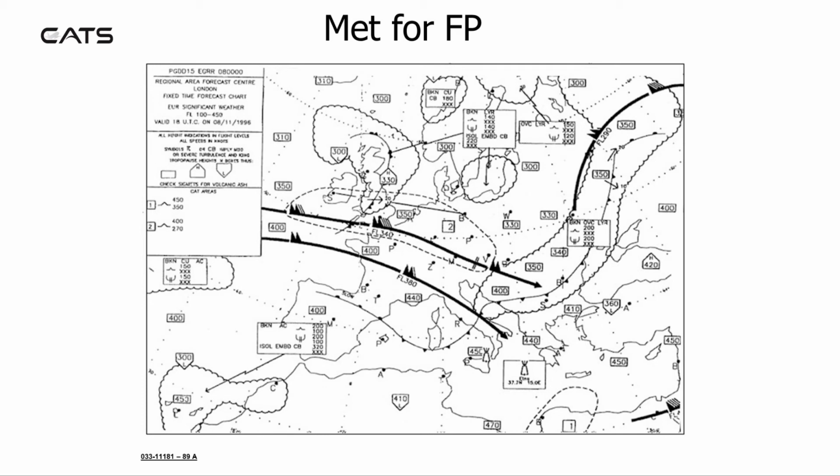Also on this chart you can see surface frontal positions. There's an occluded front over the United Kingdom. And down near Sicily, at the base of Italy, is Mount Etna, a sign of volcanic activity.